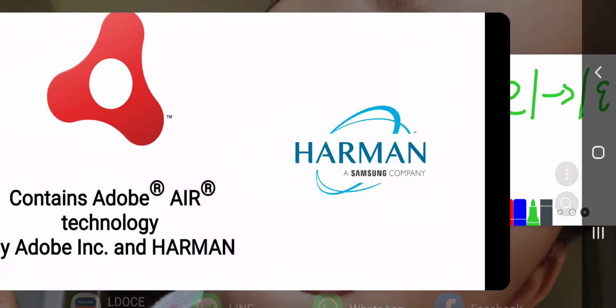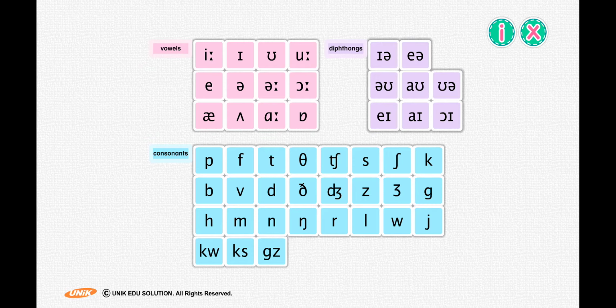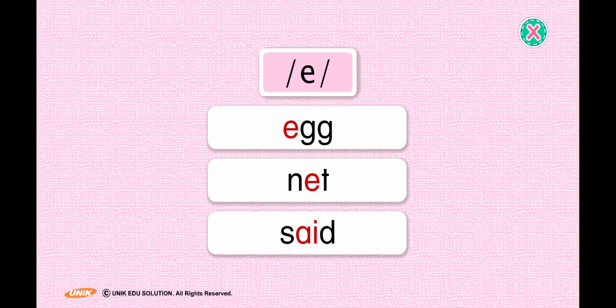Let's go to our IPA chart. If you look at the IPA chart, the second row is where we have the letter E. I'm going to touch it. E. Then we'll look at some examples. If you look at the chart, under the E, we have 3 examples. The first one is egg. So the sound begins the word egg, that is E and G. So egg. And the second one, net.